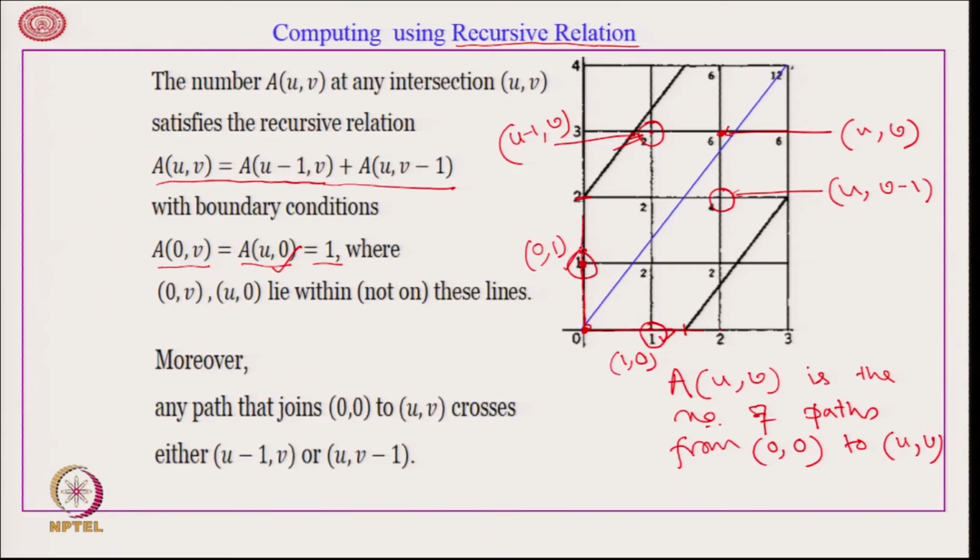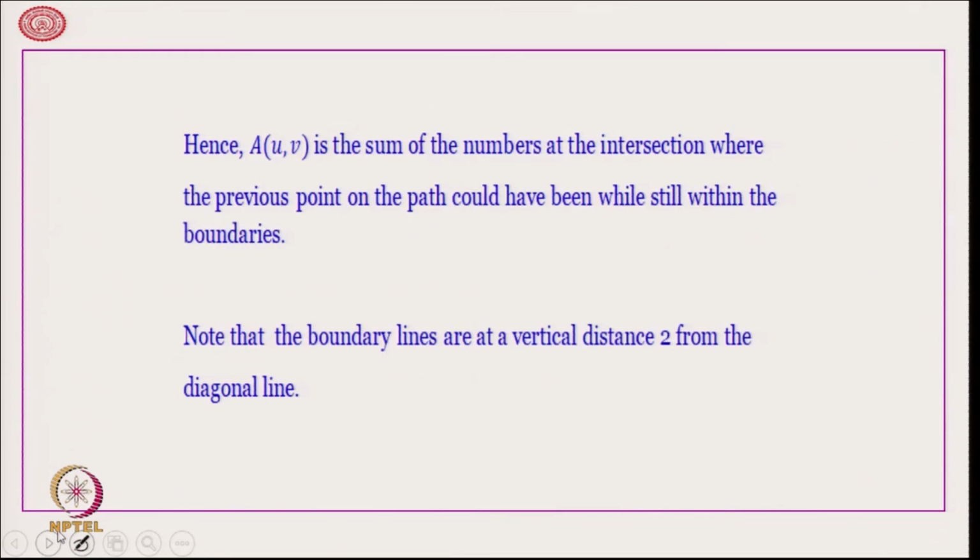Now, with this boundary condition, we now start doing the recursion. Therefore, A_uv is the sum of the numbers at the intersections where the previous point on the path could have been while still within the boundaries.